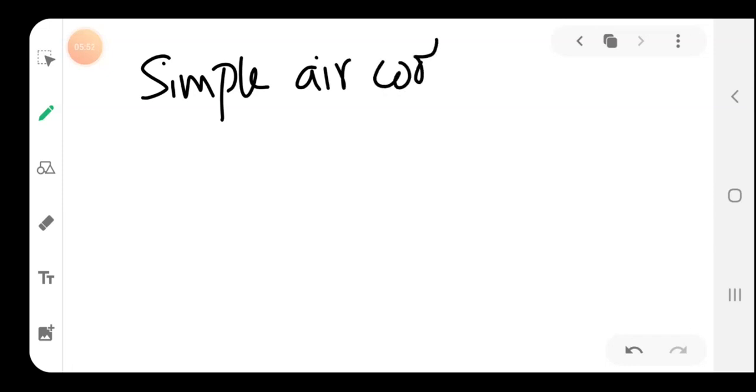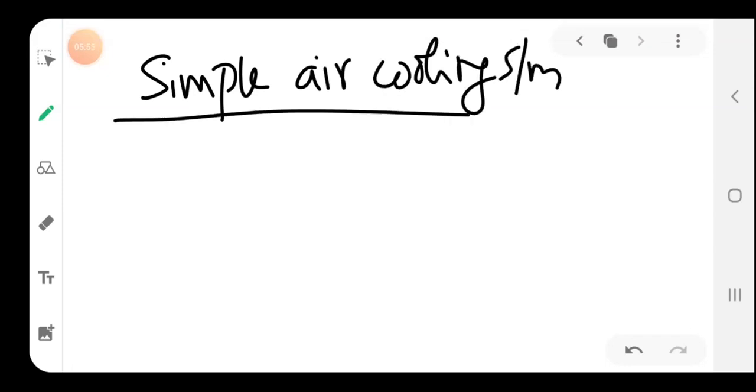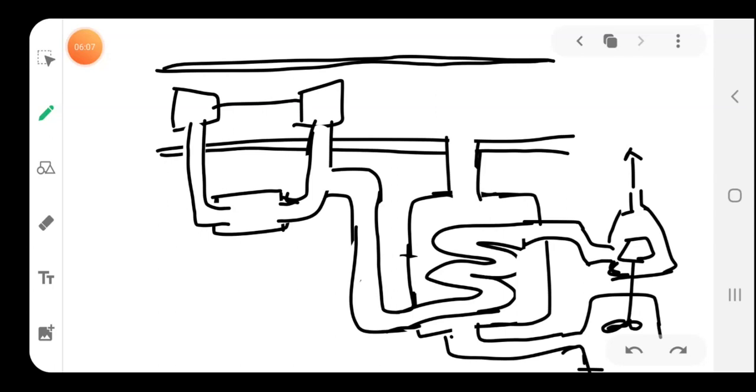Now we will move to different systems. I will explain the first one, the simple air cooling system. I will draw the diagram. So students, this is a simple air cooling system. This is our aircraft system. We have got atmospheric air from here, ambient air. Okay, this is ambient air.